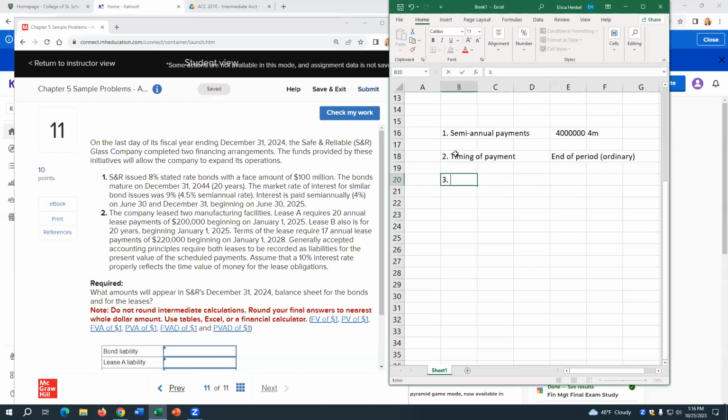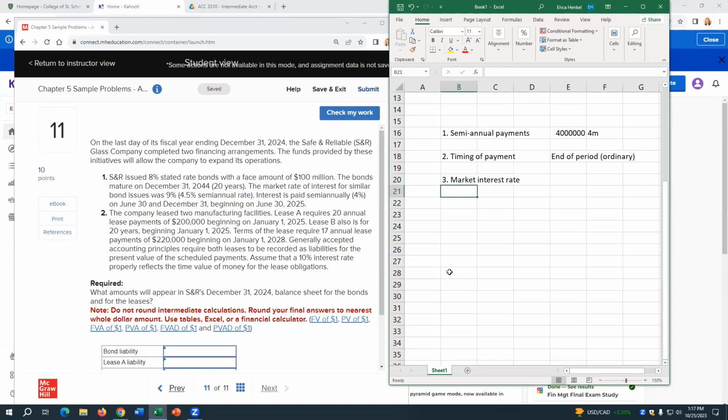What else do we need to think about here with respect to the valuation of bonds? It's like the market rate. Yeah, the market interest rate. So how do we use the market interest rate in here? To determine the market value, which is what we want. That's what we're calculating here. We're going to be recording this at the market value.